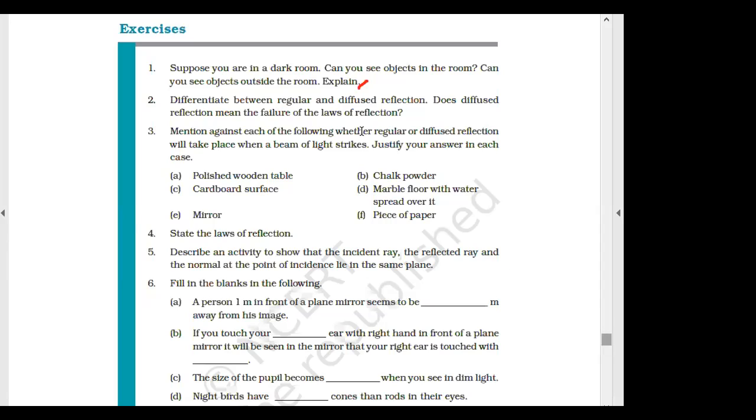Now the first one is easy. Everyone message in the chat box. Suppose you're in a dark room. Can you see an object in the room? No. Can you see an object outside the room? Yes. Why? Because in a dark room, there's no light reflected from the surface of the object, and we need light reflected from the surface to see any object. We can see an object if the light is reflected from the surface and comes to our eyes. That's what happens.